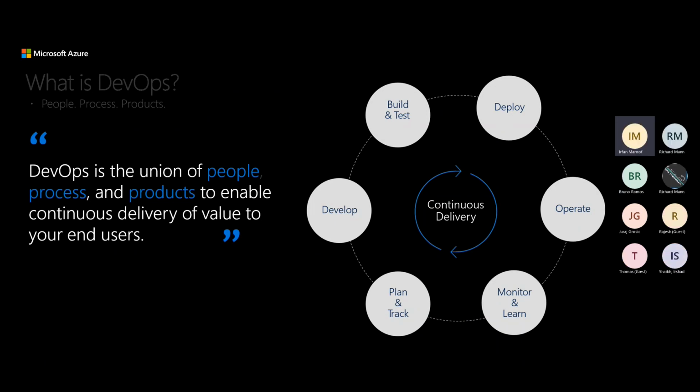Good. So let's start with DevOps. This is a classical definition of DevOps. It's a union of people, process, and products to enable continuous delivery of value to your end users. And it's a cycle that we see: you start with a plan, then develop something, test it, deploy it. And through operation and monitoring, you come back to this circle. It's a continuous delivery process.